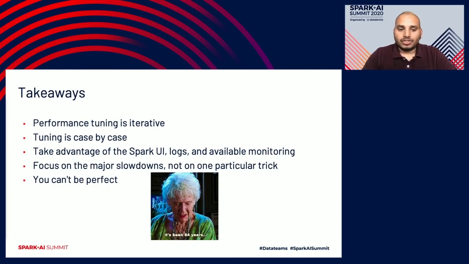Here are some of the major takeaways. Performance tuning is iterative and is often case by case. Choose what works best for your situation. Take advantage of Spark UI, logs, and any other monitoring available to you, such as Kubernetes and sysdig in our case. Try correlating these events in your monitoring to your areas of major slowdown, and start working from there instead of tweaking multiple Spark parameters at once.